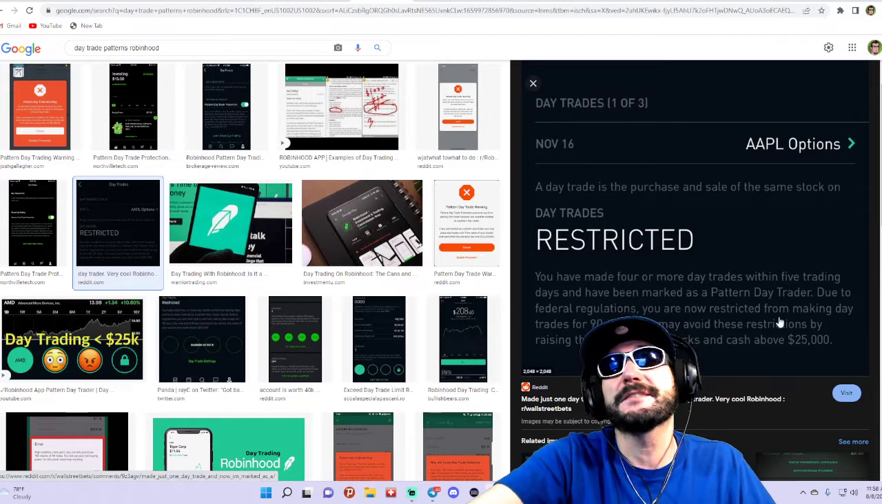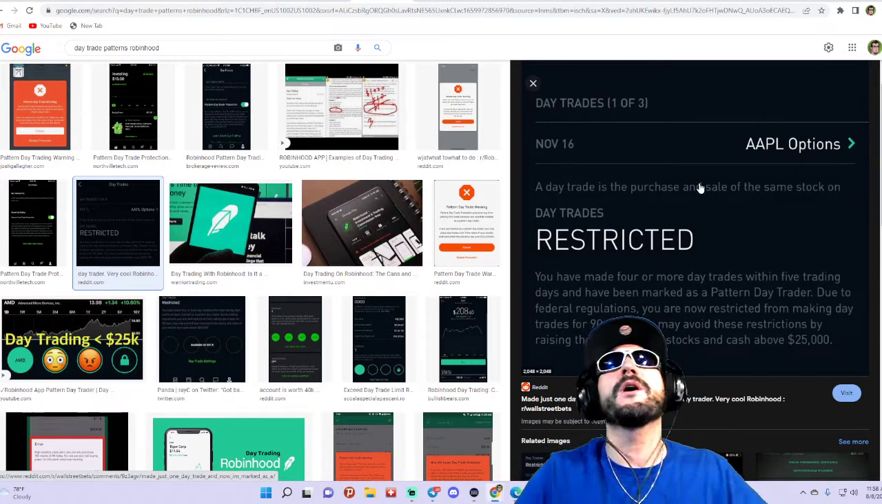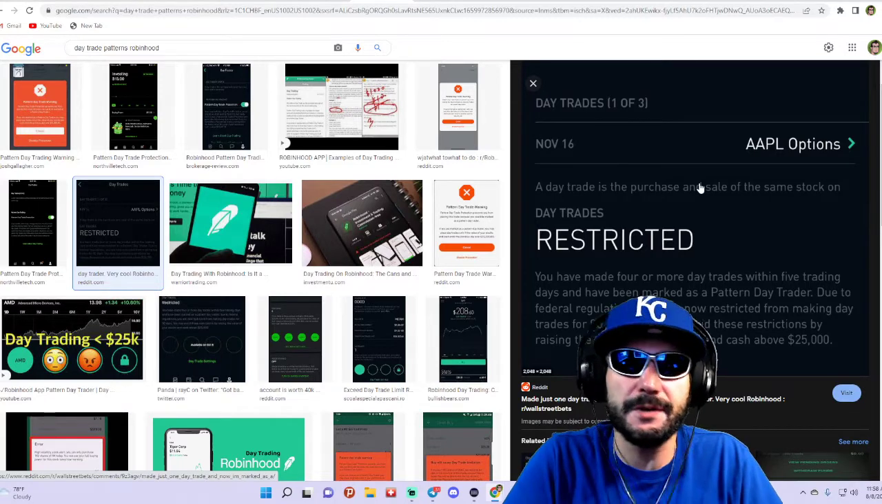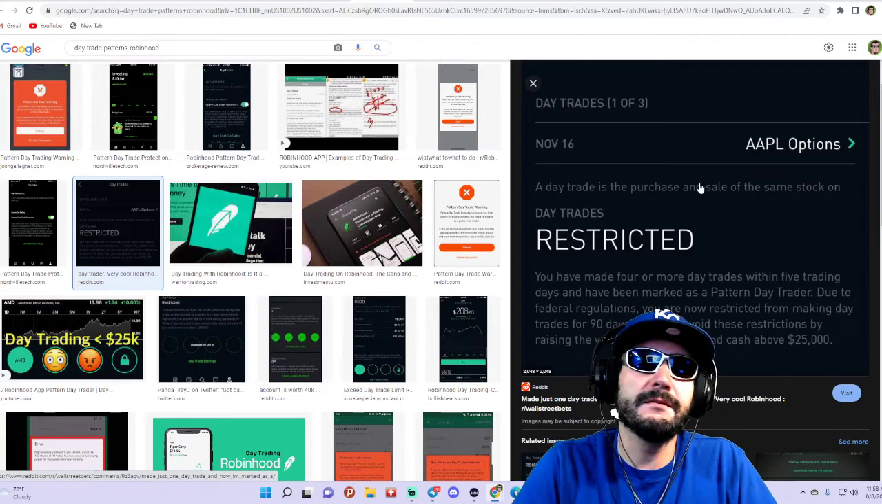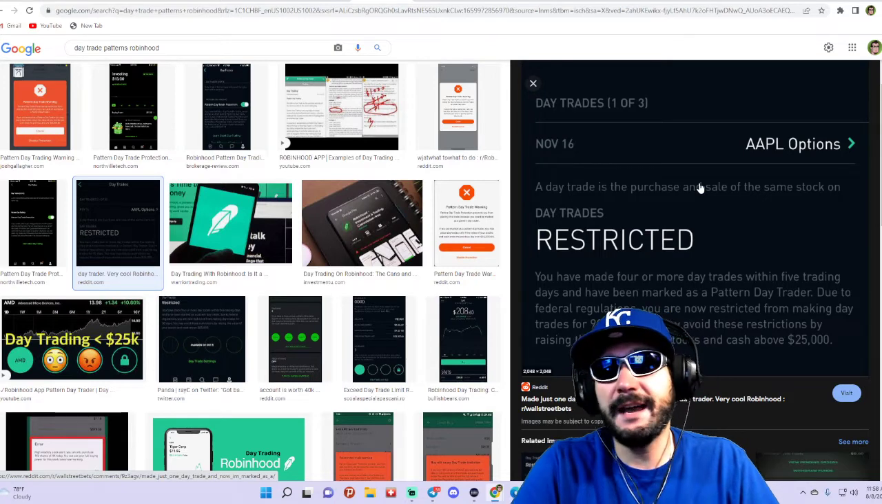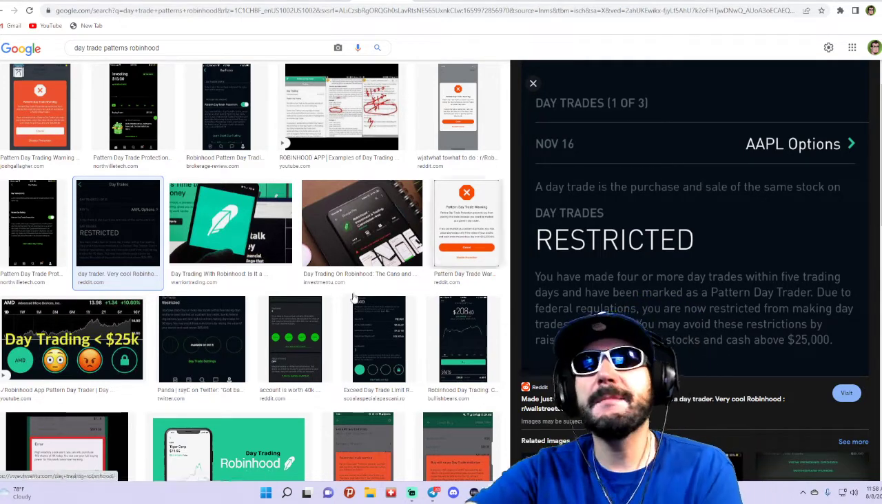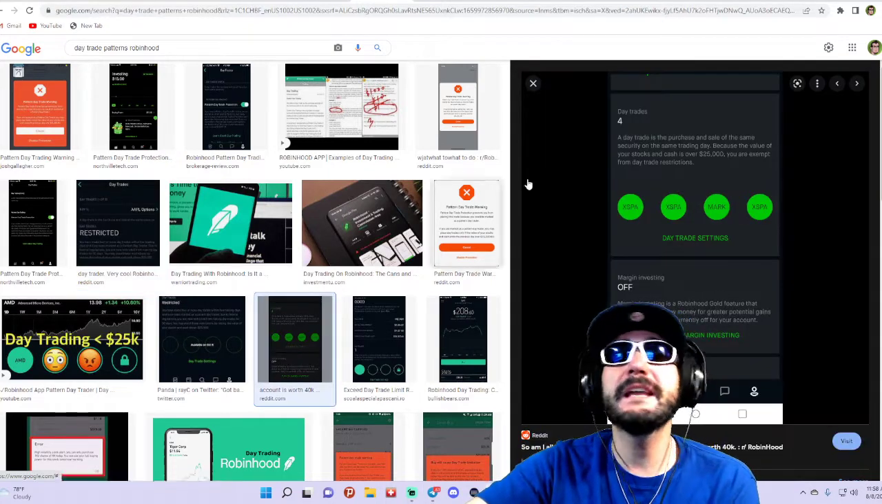Basically, what they're saying is they don't want people with $100 or $200 trying to day trade all day, which is kind of stupid. This is kind of like a rule that's made for the rich, it seems like. They make these rules where you can't really day trade. And it's going to look a lot like this.